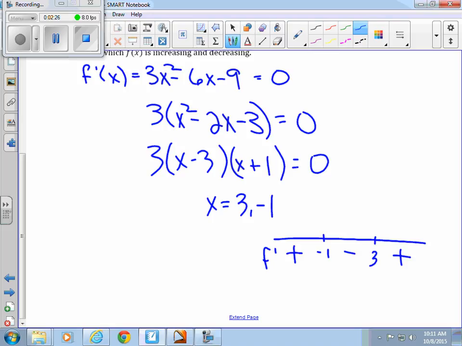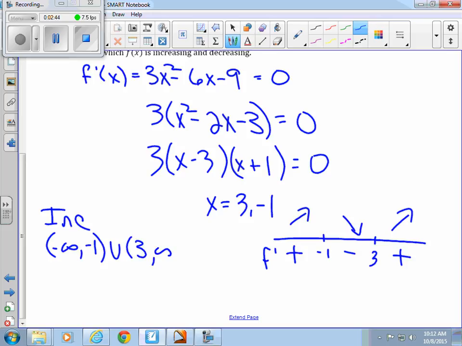Any questions so far? So first of all, let's ask for the intervals of increasing and decreasing. Where is it increasing? With a sign chart, that's a very easy answer, isn't it? Pull it off the sign chart. And decreasing from -1 to 3. Any questions about that?